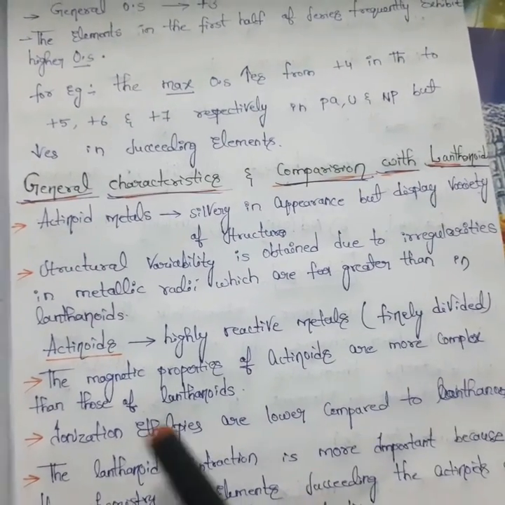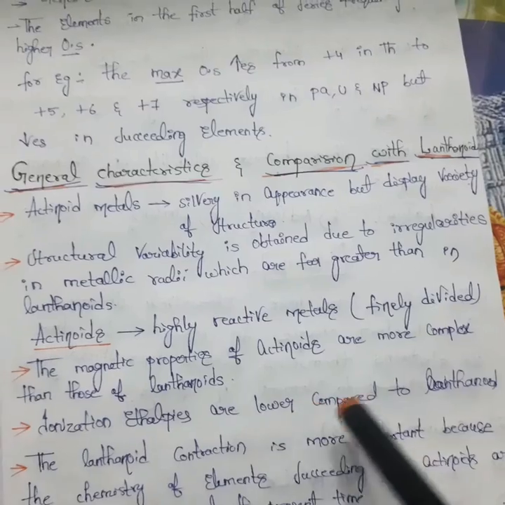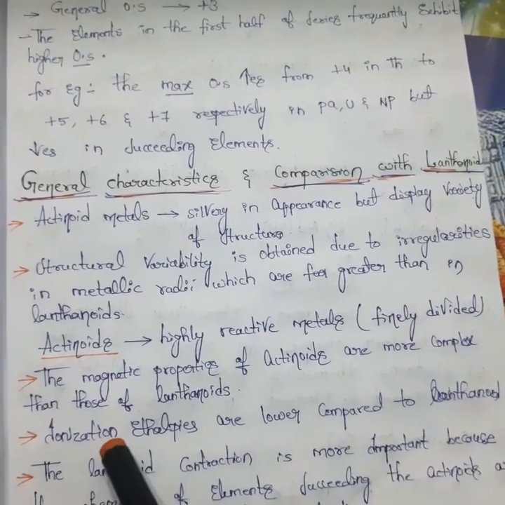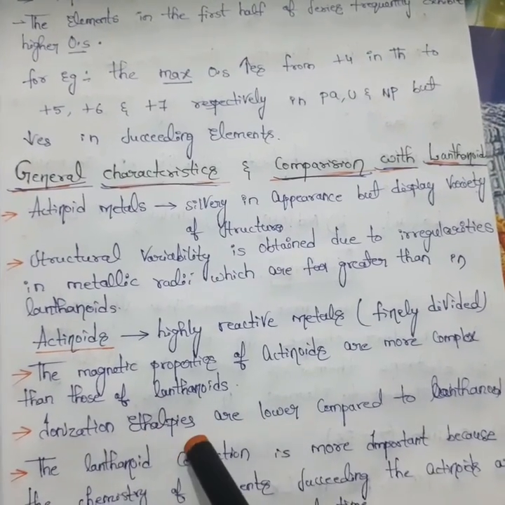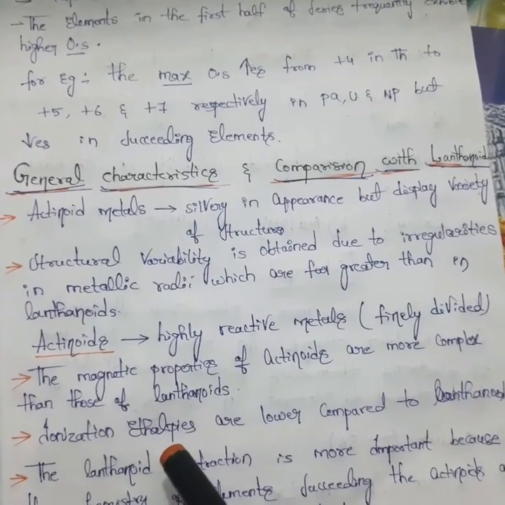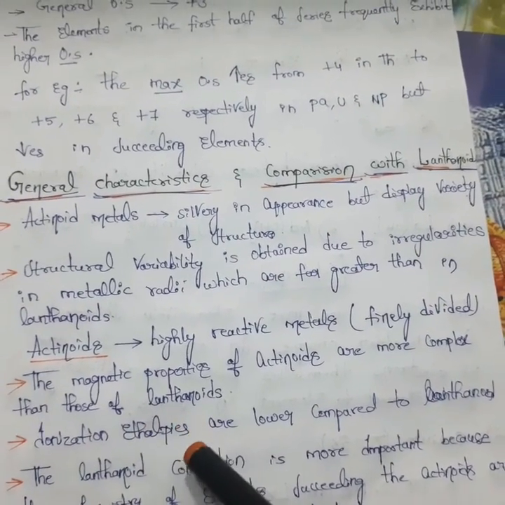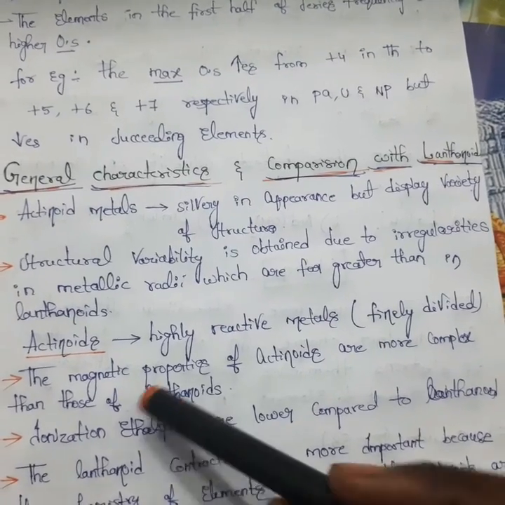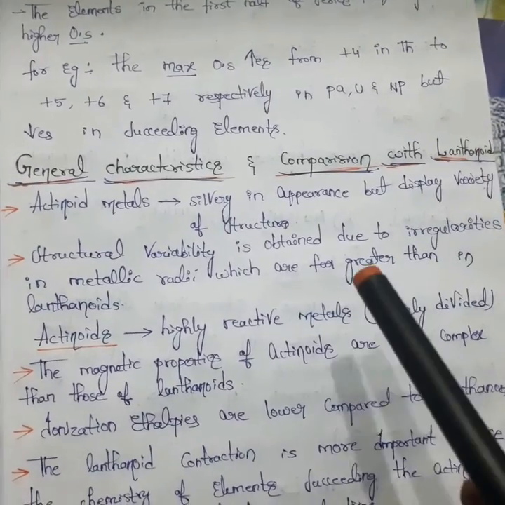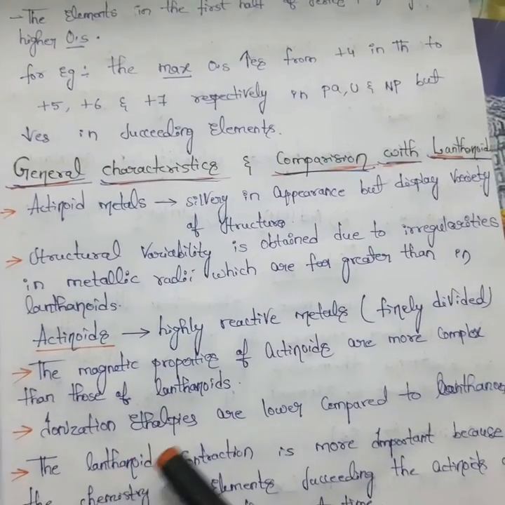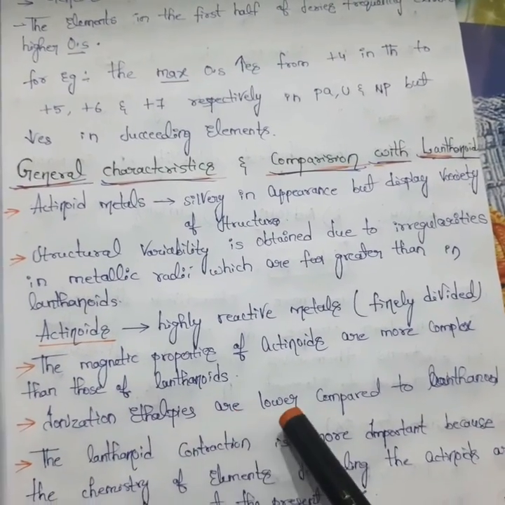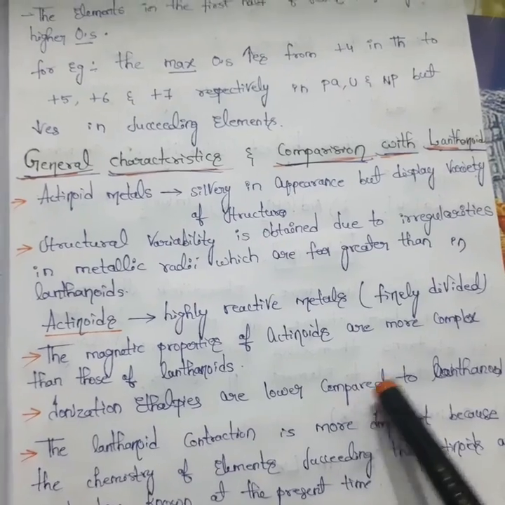Next, ionization enthalpies are lower compared to lanthanoids. Very important, friends. For actinoids, ionization enthalpies are lower. What is ionization enthalpy? I already discussed it. What is ionization potential or ionization energy? It is the energy required to remove an electron from the outermost orbit. For actinoids, ionization enthalpies are lower when compared to lanthanoids.